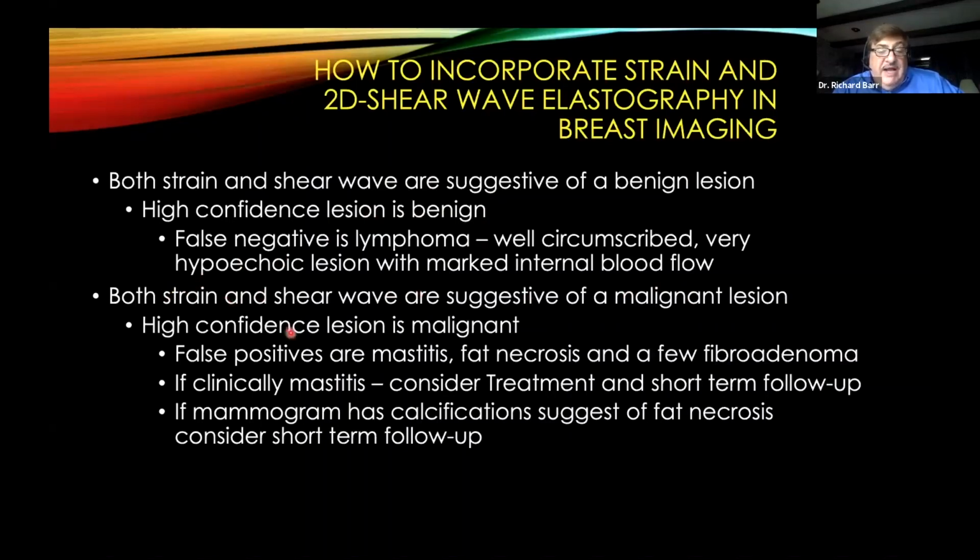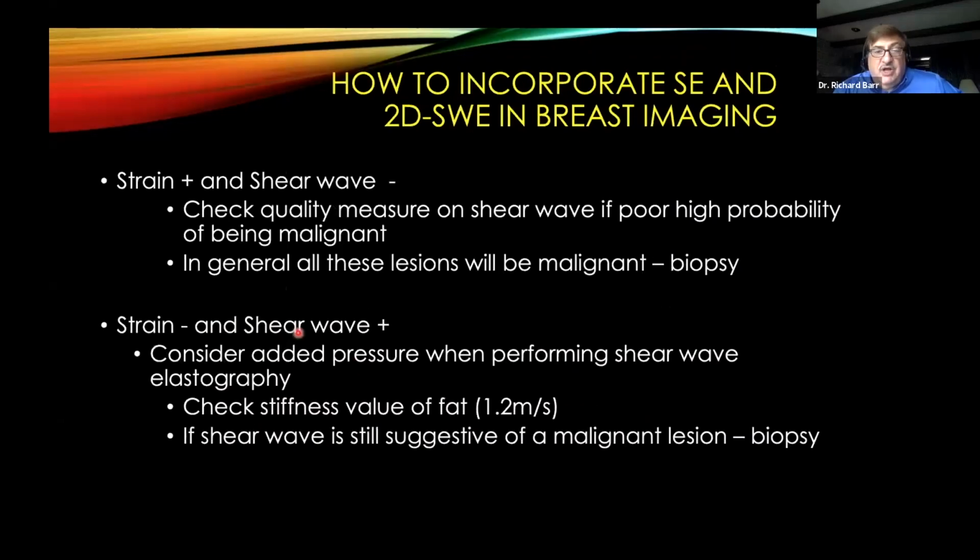Both strain and shear wave are suggestive of a malignant lesion, we have very high confidence the lesion is malignant. Again, our false positives are mastitis, fat necrosis, and a few fibroadenomas. So clinically, if the patient has mastitis, we consider treatment and short-term interval follow-up. If the mammogram is calcifications suggestive of fat necrosis, or we know that patient had a biopsy there and our suspicion is low, we would consider a short-term interval follow-up, even though the elastography is suggestive of a malignancy.